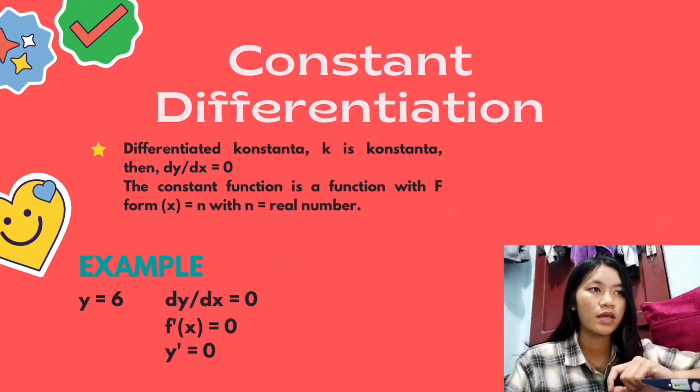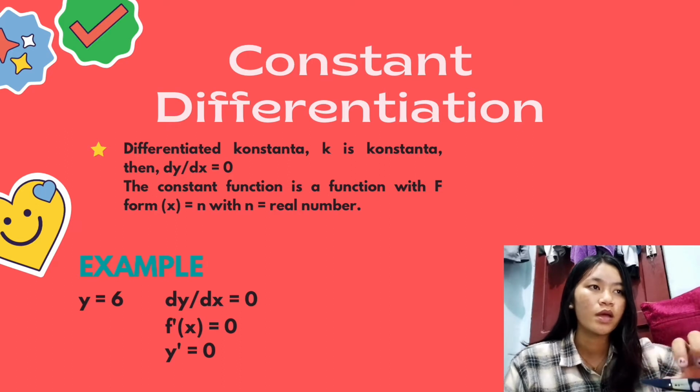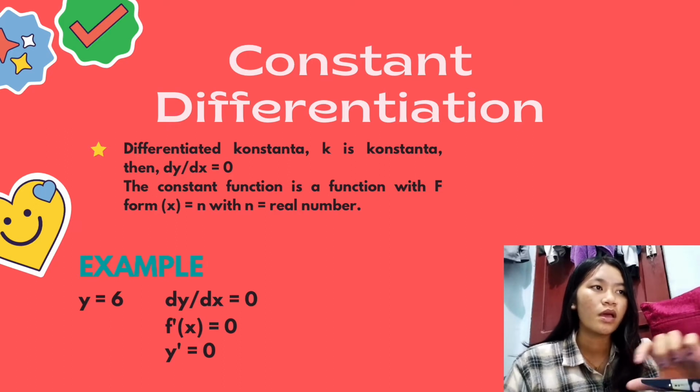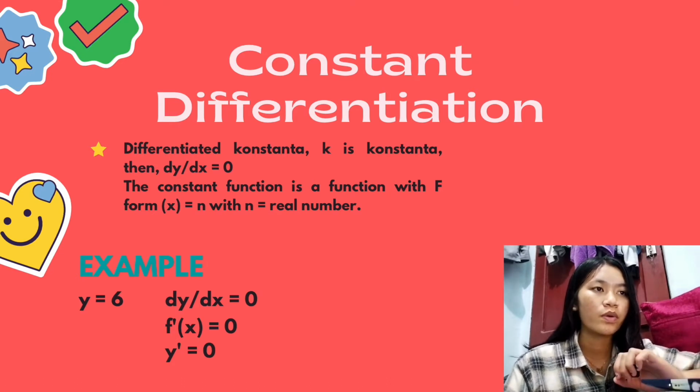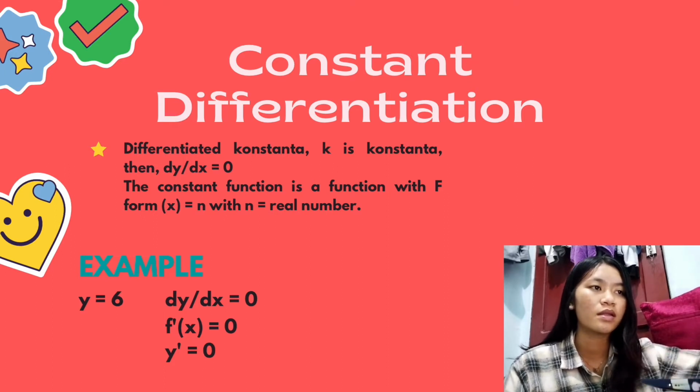If y equals a constant, then dy per dx equals 0. The constant function is the function f(x) equals n, with n equal to a real number. Number 2, differential of a power function. If y equals x^n, with n a constant, then dy per dx equals n x^(n-1).